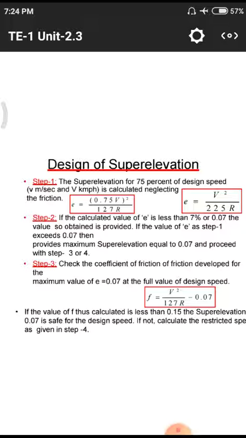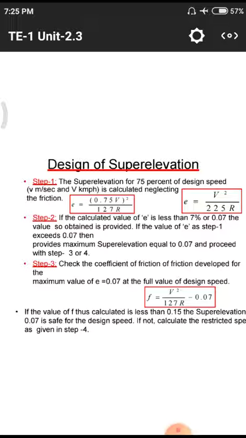We need to provide a minimum value of 0.07. If the value obtained exceeds 0.07, that means if the value is greater than 7%, then we need to provide a maximum super elevation equal to 0.07, proceeding with steps 3 and 4.